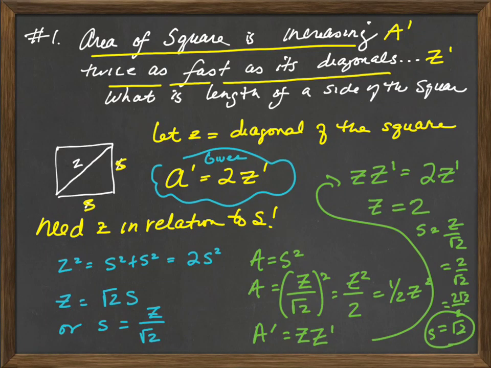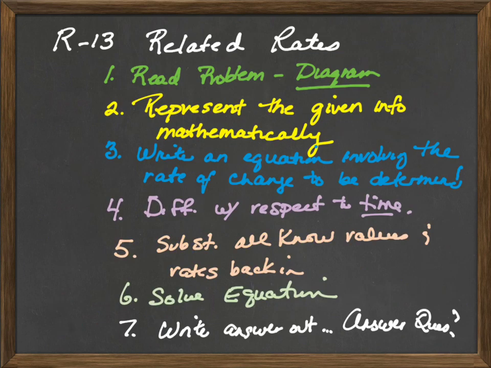Okay, we are working on related rates now, R13, and so let me just touch on a few things about these kinds of problems. They can show up on FRQs as part of A, B, C, or D. First, you should always read the problem and try to draw a diagram.